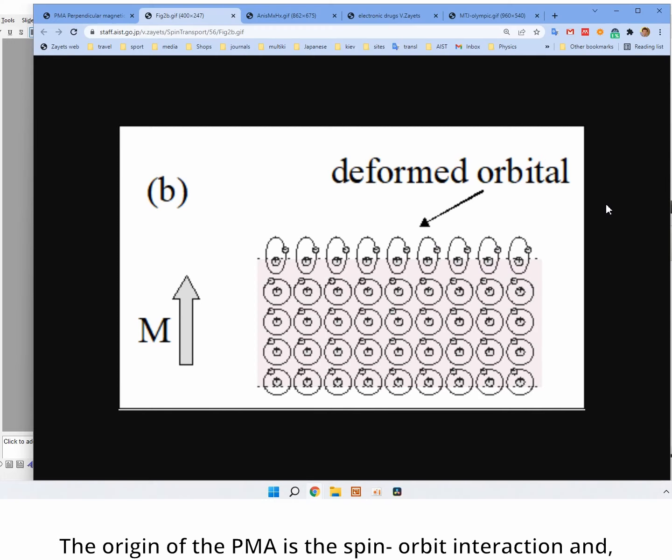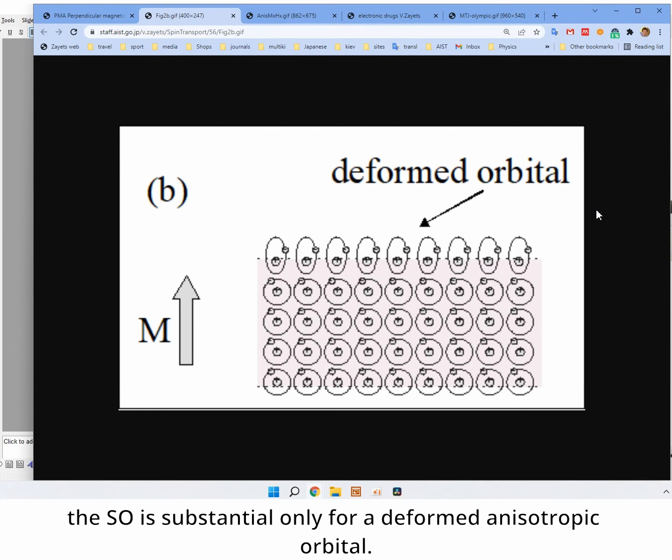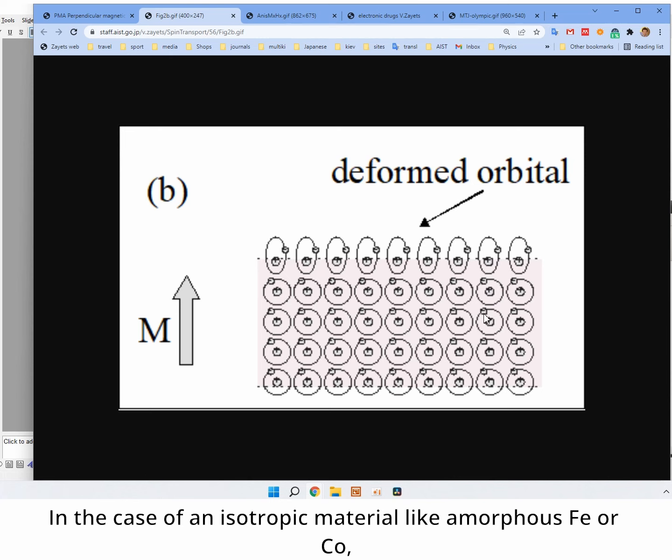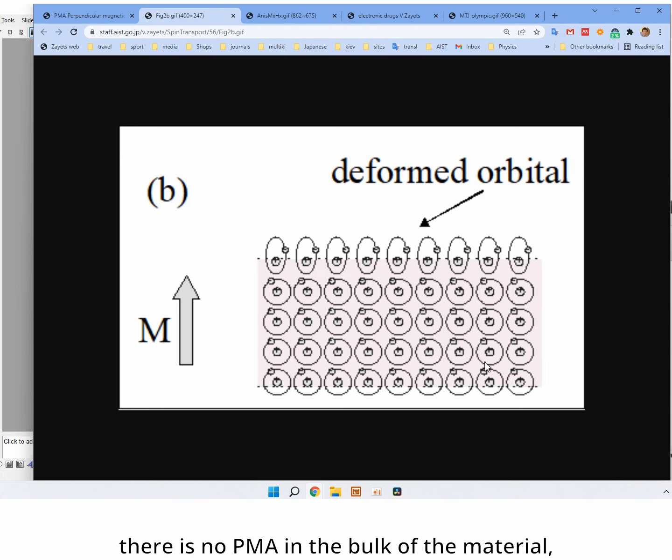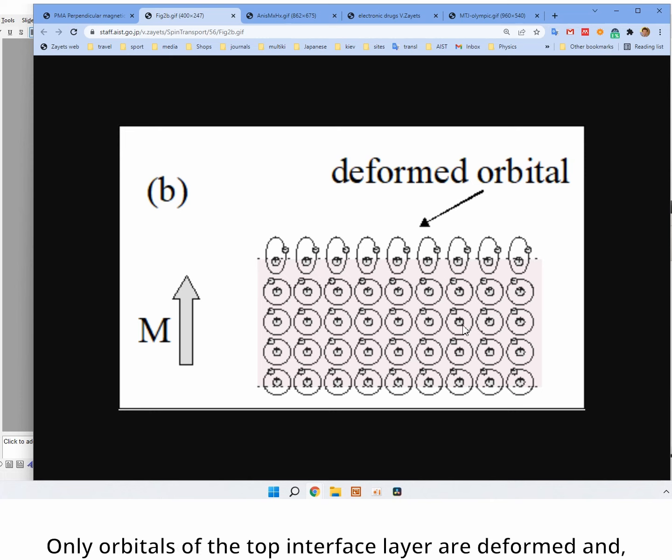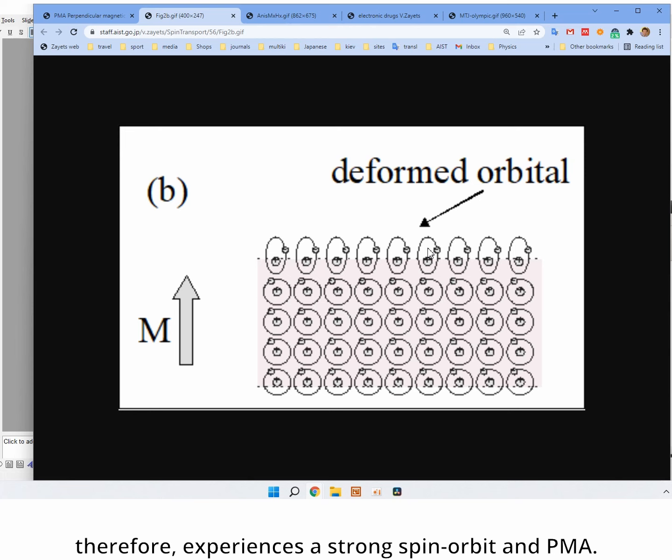The origin of the PMA effect is the spin-orbit interaction, and as explained earlier, the spin-orbit interaction is substantial only for deformed anisotropic orbitals. In the case of an isotropic material like amorphous iron or cobalt, there is no PMA in the bulk of the material because in the bulk their orbitals are symmetrical. All orbitals on the top interface layer are deformed and therefore experience a strong spin-orbit interaction and PMA.